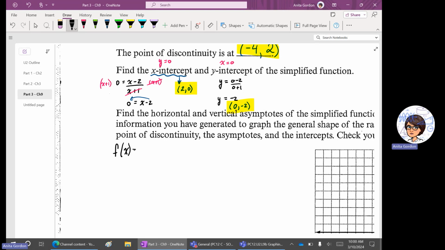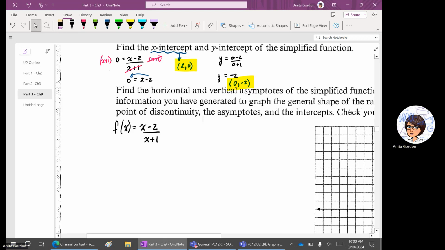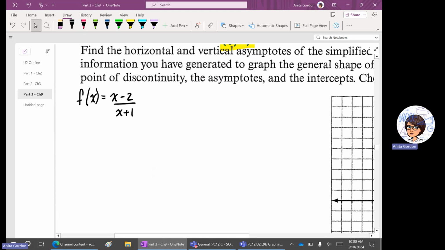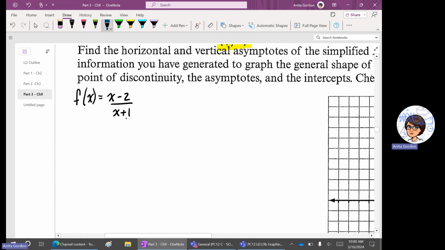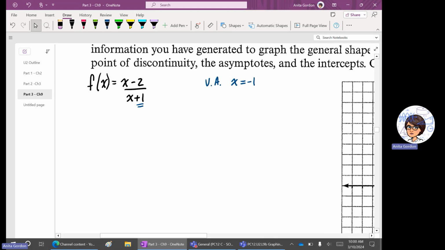My simplified equation, I'm just going to write it out here. Oopsie, that should be a x minus 2 in the top and x plus 1 on the bottom. I already know that because I have an x plus 1 on the bottom, that my vertical asymptote is going to be x equals -1. Essentially, when I put it into my transformation equation, this represents my h value, x minus h.